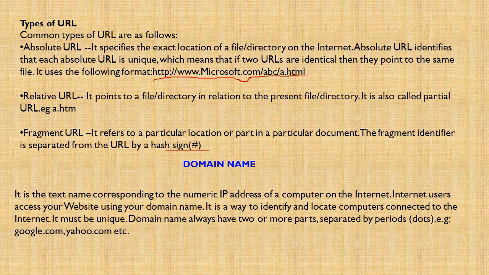Next one is the domain name. It is a text name corresponding to the numeric IP address of a computer on the internet. There are two types of addressing system. One is character based, the second is numeric. Internet users access a website using the domain name. Anytime we have to open any website, we write the character based addressing system. That is known as the domain name. It may have two or more parts separated by dots. For example, google.com, yahoo.com.